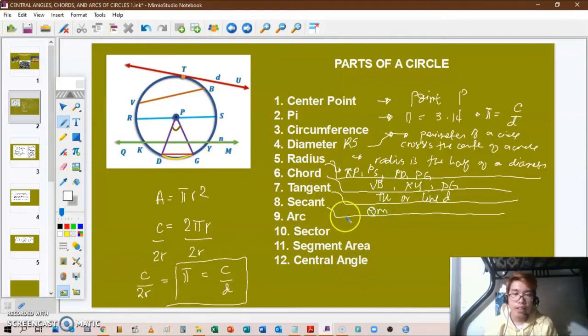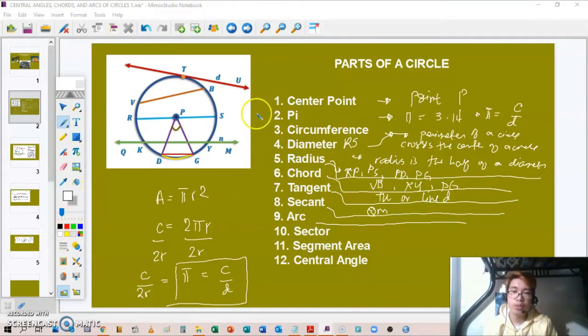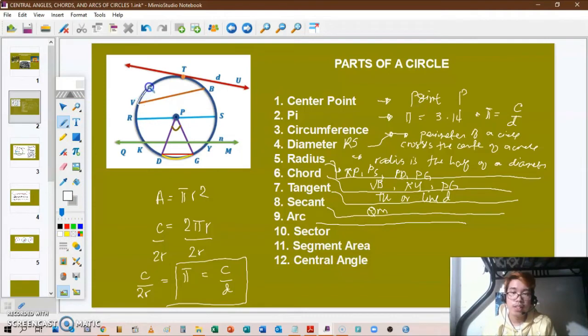And then we have the arc. An arc in a circle is a specific part of the circumference of a circle. For example, here we have VB, that's an arc. Later we will distinguish the 2 main types of arcs, the minor arc and the major arc.